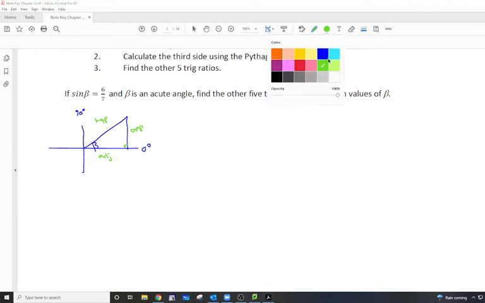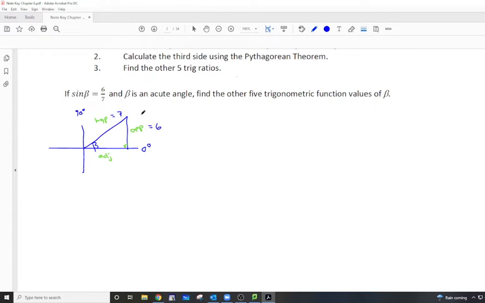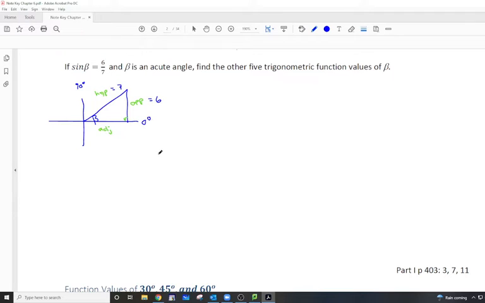Okay, so they've given me that the value of sine beta is 6 over 7, which means that the opposite side is 6, and the hypotenuse side is 7. They've given me 2 of the sides of my triangle. I'm missing the third. To find the third, I'm going to recognize that this is a right triangle, and so I'm going to use Pythagorean theorem.